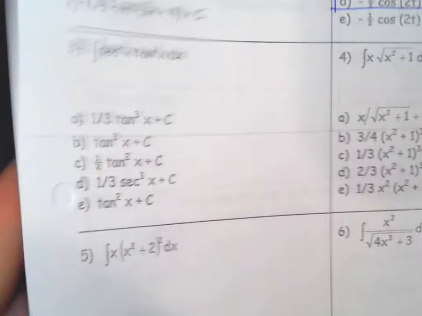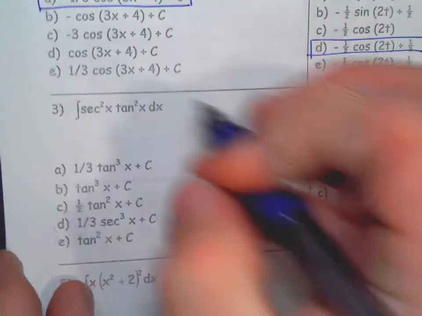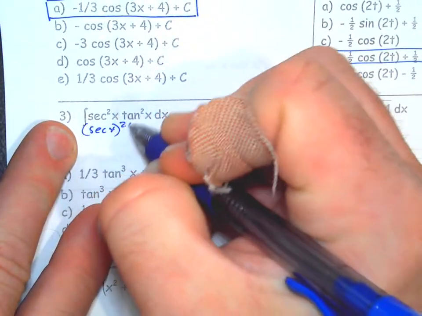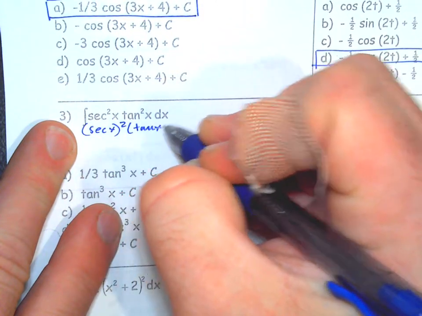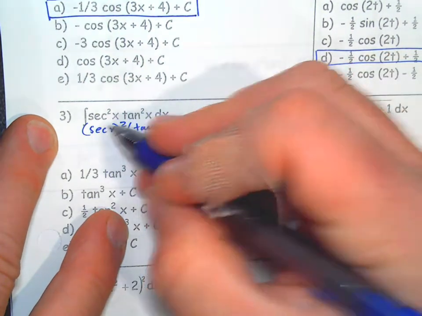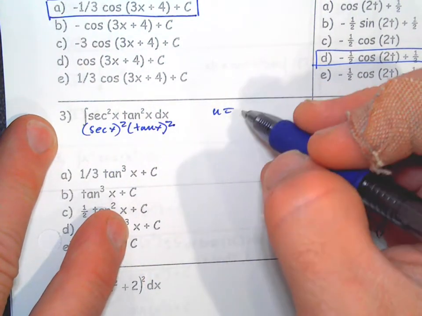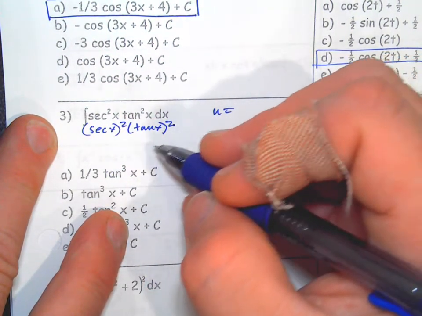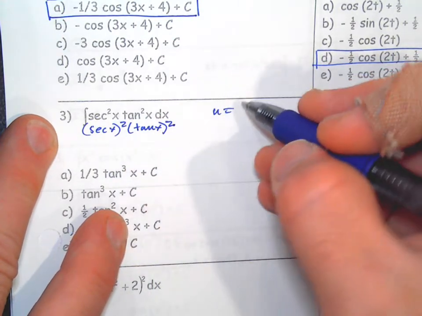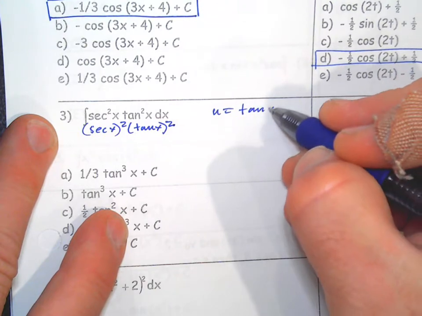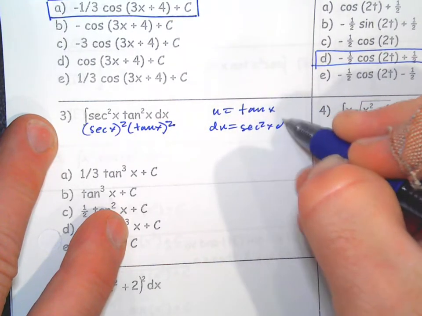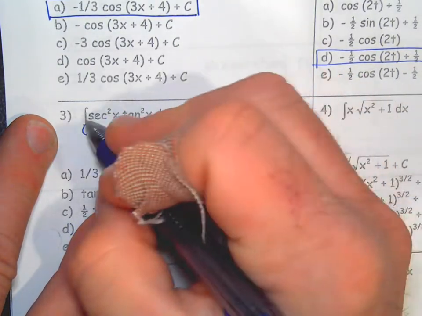Okay, number 3, secant squared, tangent squared. I mean, it could be helpful to rewrite these like that. So what should be our u, secant or tangent? Now remember, whatever you pick for u, you should see the derivative of with all the other stuff. You pick secant, it's going to be secant tan, you're going to have an extra tan. If you pick tangent, then du equals secant squared. And that's going to work because you have the secant squared dx.